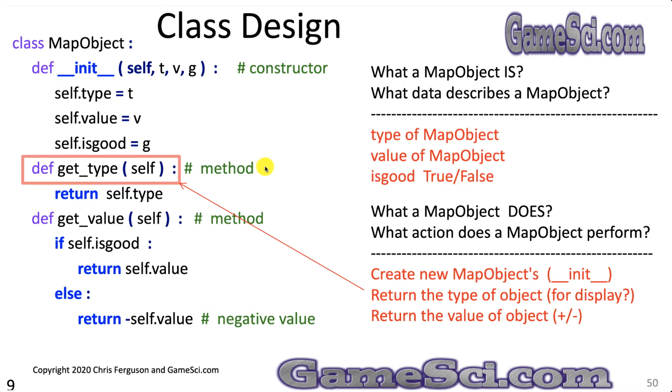Here's a getter method that returns the type of the map object. It will send back or return to the user the type from the object variable.